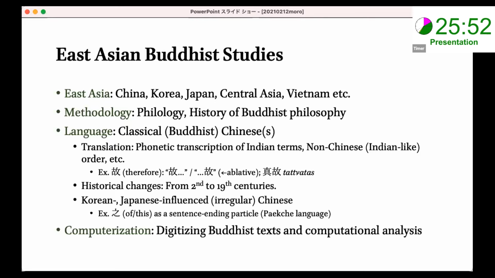A part of the East Asian Buddhist scriptures were translated from Sanskrit or other Indian languages, so the Buddhist classical Chinese had been influenced by Indian languages. Some words are phonetic transcriptions of Sanskrit, and words are sometimes ordered like Indian languages. For example, the Chinese word gu, yue in Japanese, which means therefore, is usually put at the beginning of a sentence like a conjunction. But in Buddhist Chinese, it is often written at the end of a sentence. It is said that this is due to the influence of the ablative of Sanskrit.